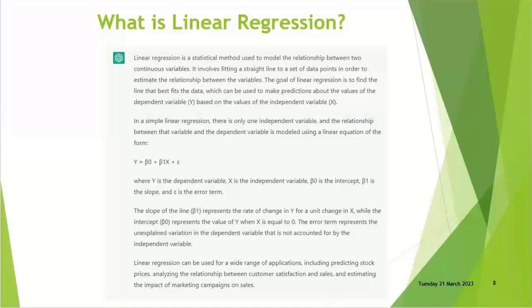It then says the slope represents the rate of change in y for unit change in x, whilst the intercept represents the value of y when x is equal to 0. That's the crossover to the axis. And then at the bottom it says linear regression can be used for a wide range of applications, including predicting stock prices, analyzing the relationship, and estimating the impact of market campaigns on sales. So that is a very succinct description of linear regression. It may not appeal in that form to everyone, but that is a valid description of what linear regression is all about.